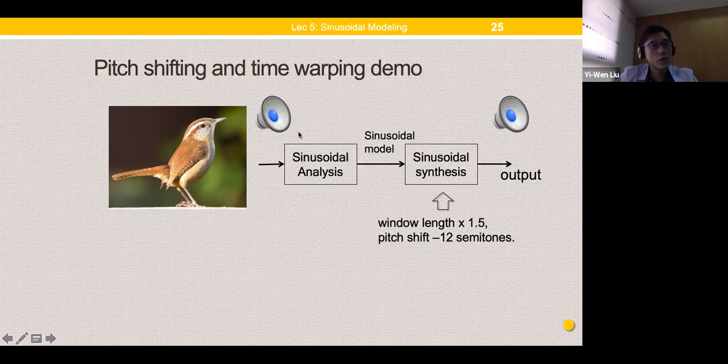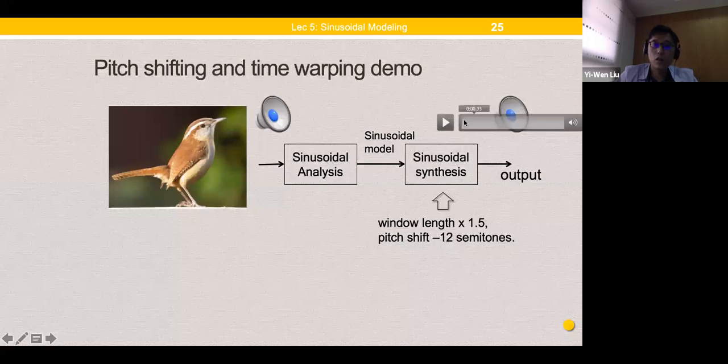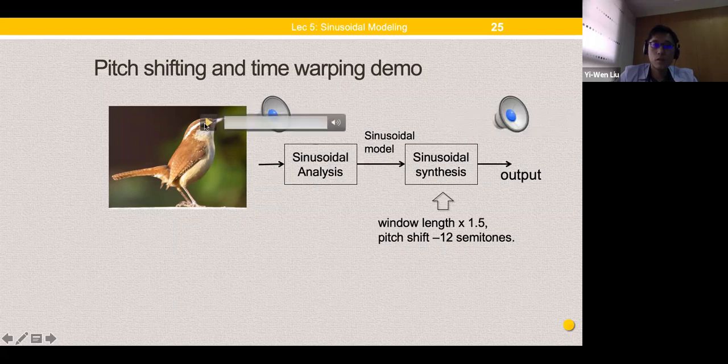Once you extract the sinusoidal representation for this sound, you can choose to play it back 1 octave lower and slower. And so it becomes sort of a larger bird versus the original.